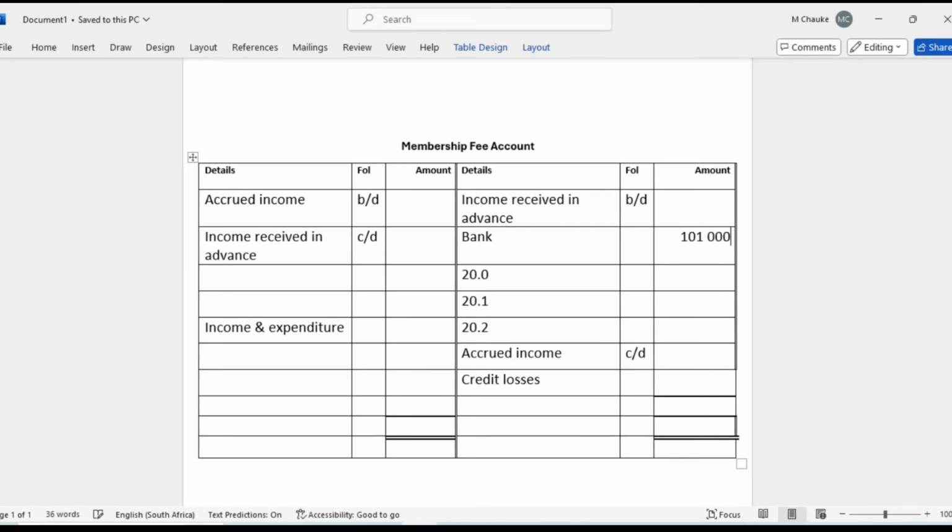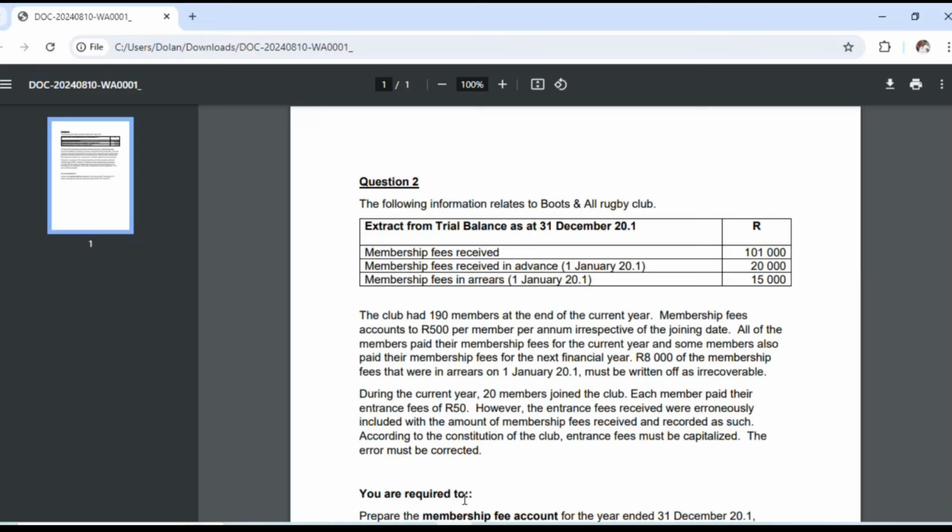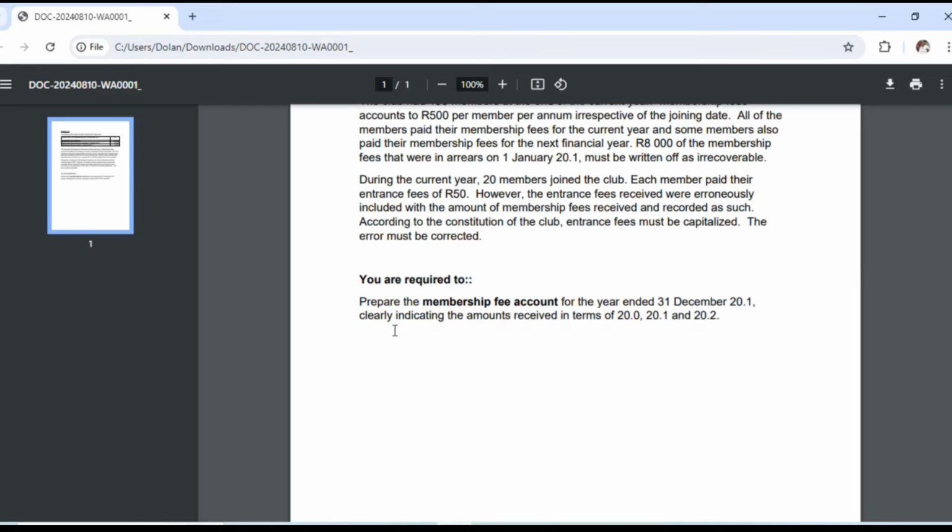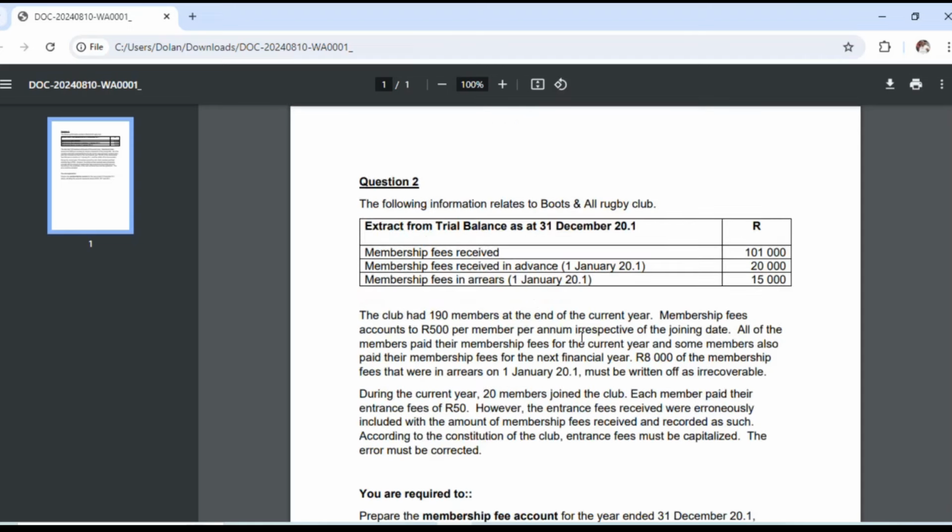It's going to be your total bank. And remember, let's go back to the question. The question says, clearly indicate the amounts received in terms of 2000, 2001, and 2002. That's what we must do because already they gave us the total, right? No problem.